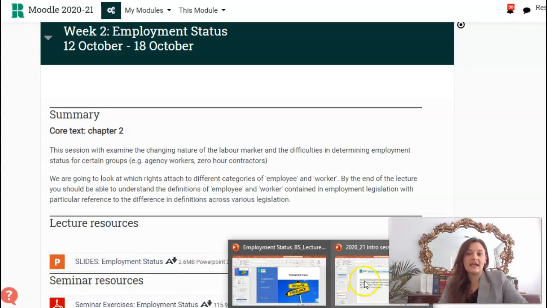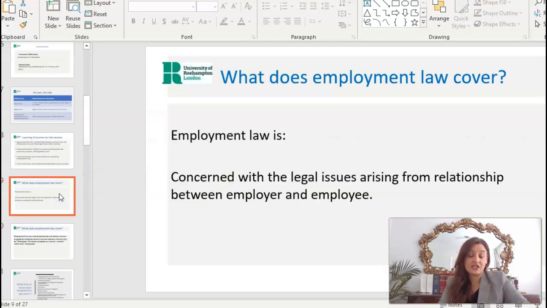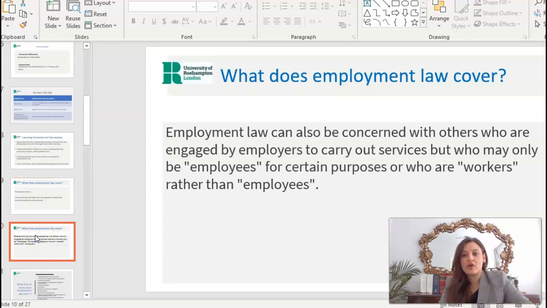Now, if you recall from our introductory session, we looked at what employment law covers. A very basic definition is that it covers all the relationship issues that arise between an employee and an employer. Okay, simple enough. But employment law can also be concerned with other people who are engaged by employers to carry out services, but who may only be employees in certain circumstances, for certain purposes, or who are actually workers rather than employees. And this is an important distinction, the distinction between whether a person is an employee or whether they're a worker, because they have different rights.